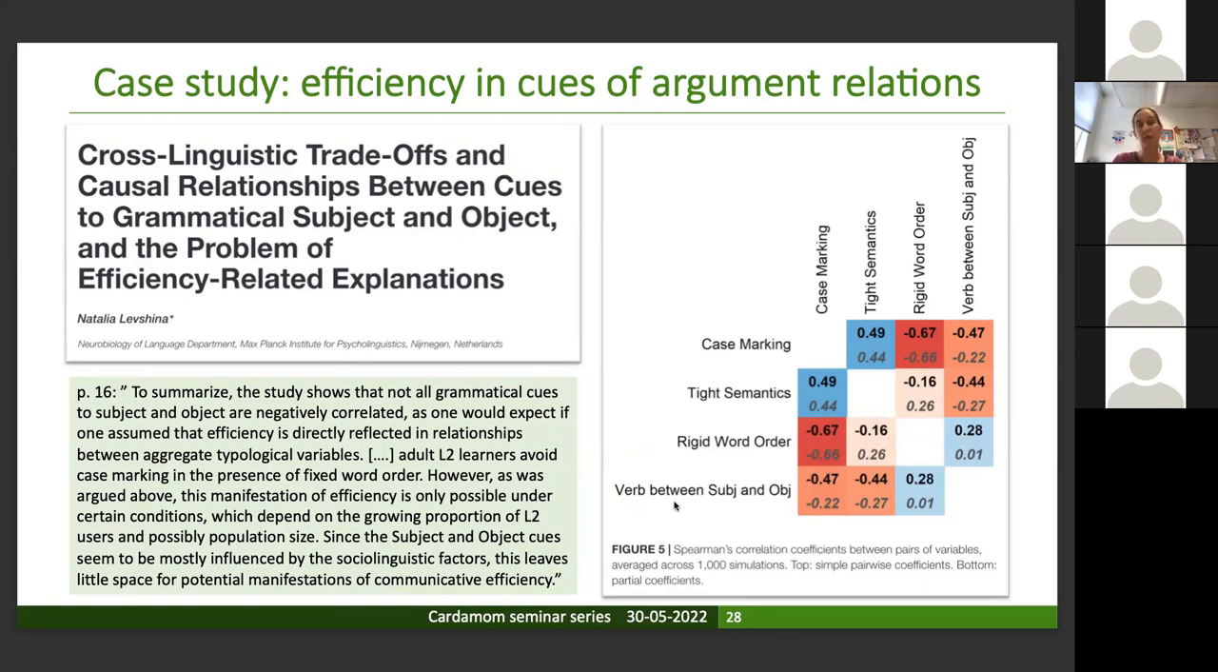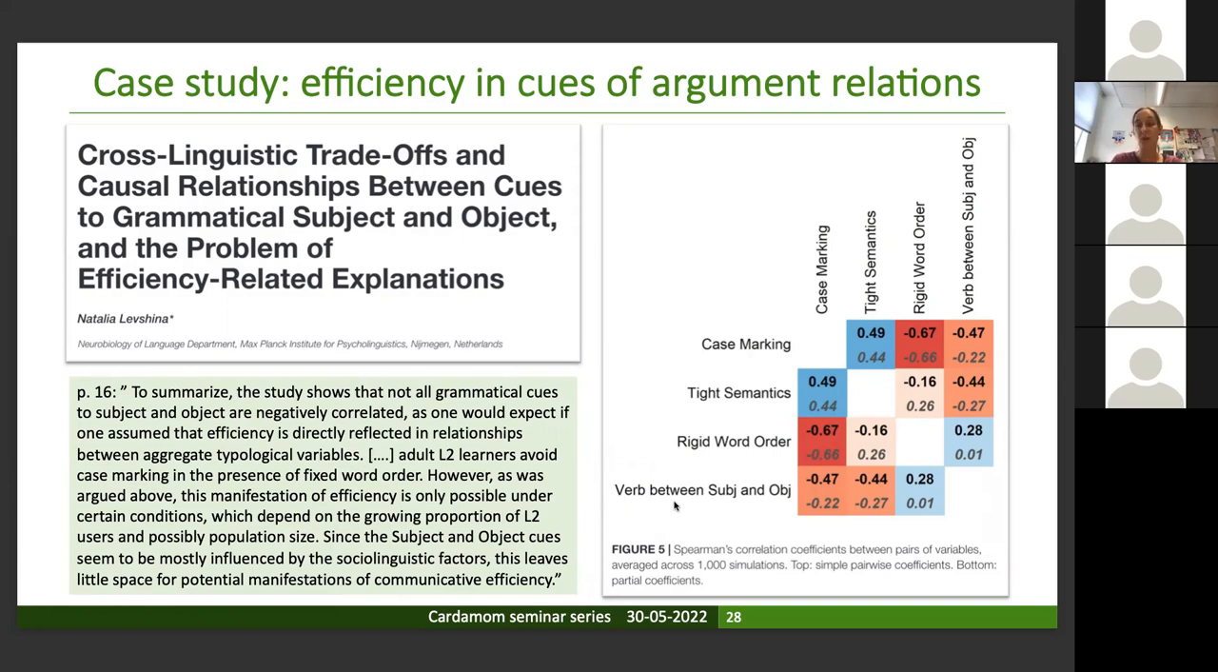In this paper from 2021, Natalia analyzes the dependencies between four strategies that can be used to distinguish subjects from objects. So we have case marking, tight semantics, that is how strictly words are associated with the grammatical role of subject and object, rigid word order, and having the verb in between the subject and object, so verb medial. And her results are presented on the right.